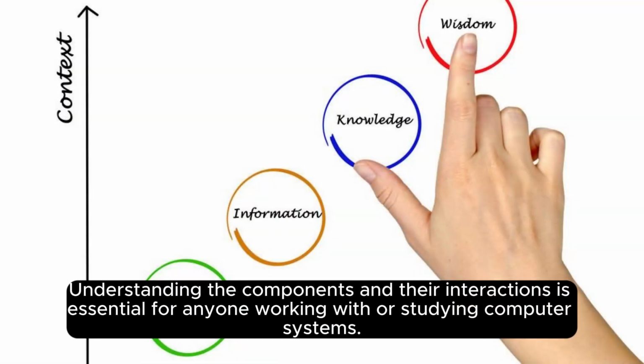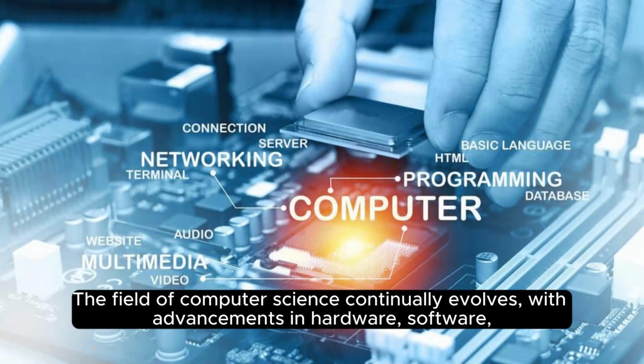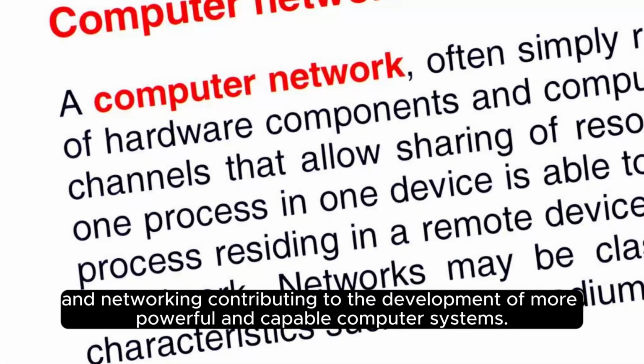Understanding the components and their interactions is essential for anyone working with or studying computer systems. The field of computer science continually evolves, with advancements in hardware, software, and networking contributing to the development of more powerful and capable computer systems.